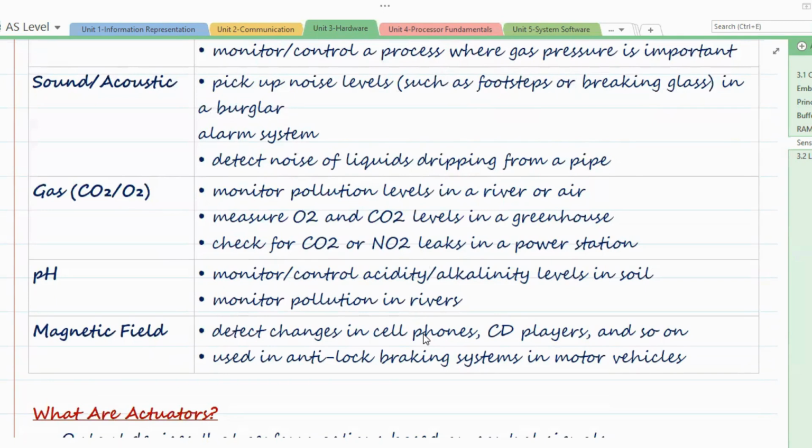Then we have gas sensors. Gas sensors measure gas concentration. We can use them in pollution monitoring systems, greenhouses, industrial safety systems, etc. Then we have pH sensors. They measure acidity or alkalinity. They are used in water quality testing, soil analysis, agriculture, etc. We also have magnetic field sensors. They detect magnetic fields, and their application areas are electronic compass, vehicle braking system, etc.